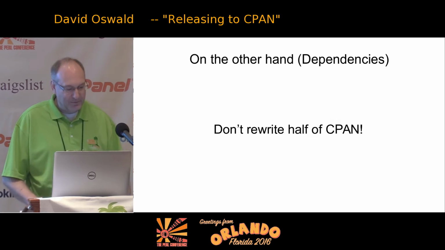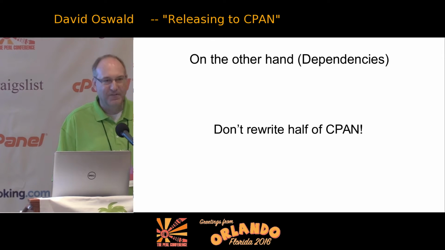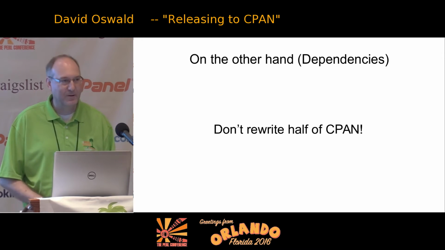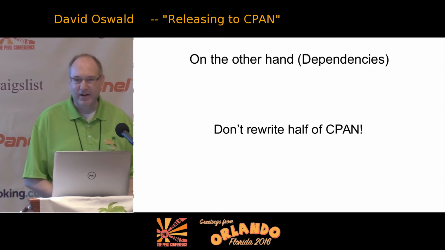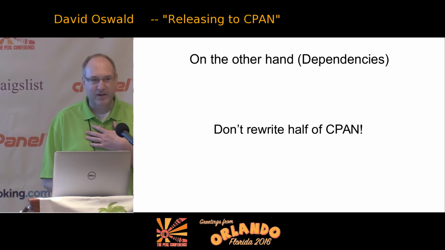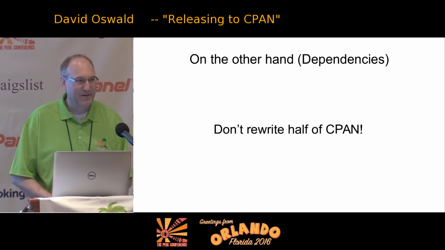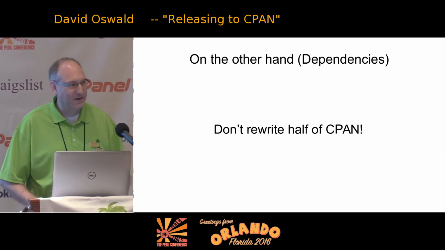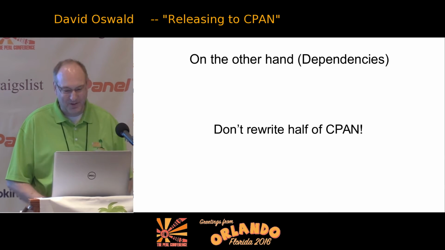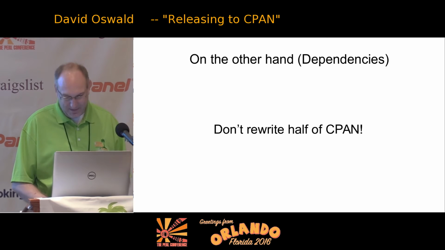On the other hand, don't rewrite half of CPAN either. If you really gain benefit by bringing some dependencies in, then use those dependencies. It's a lot better than writing your own one-off solution, which, if you're me, probably has bugs in it. The more code we write, the more bugs we write. And so if we can include somebody else's distribution that's been well tested, then we're ahead.